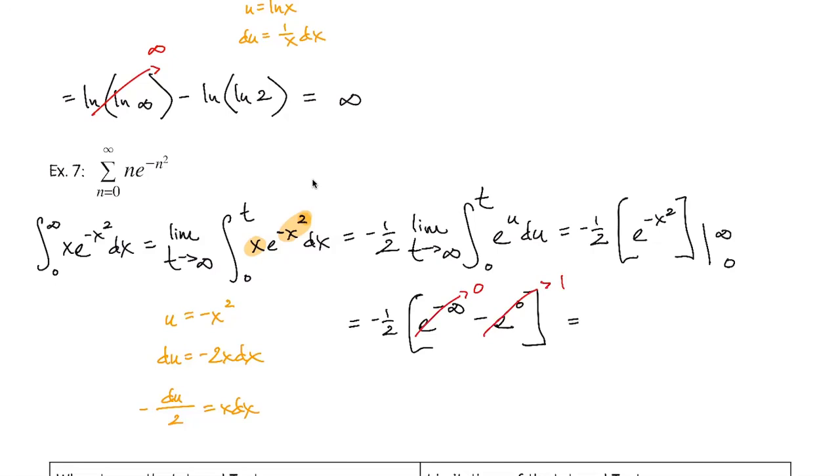Now, when we do this, we really have negative 1/2 times negative 1, or we get a value of positive 1/2. Okay. So will we say convergence?